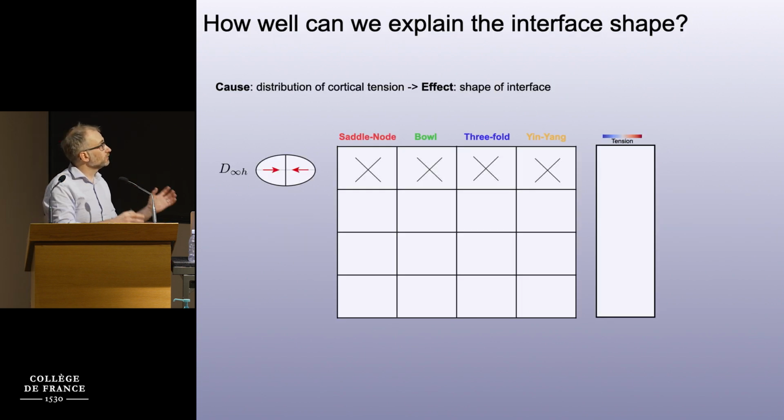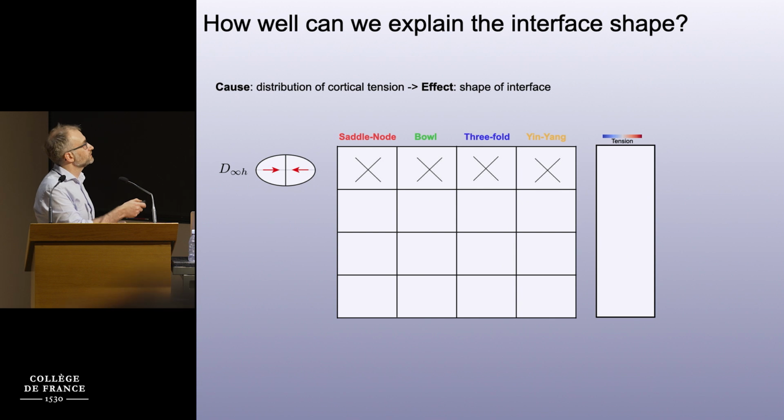So then we said, okay, we're going to do the same thing with the doublet. We're going to ask, depending on the distribution of myosin on the cell surface, what should we expect in terms of symmetry group, and what should we expect in terms of cell interface? So the cause is the distribution of myosin or cortical tension, and the effect is the shape of the interface. For instance, if we have a doublet with two polarity axes pointing towards each other, then no deformation of the shape of the interface is compatible with the symmetries of this object. And if we do a simulation, indeed it's flat.